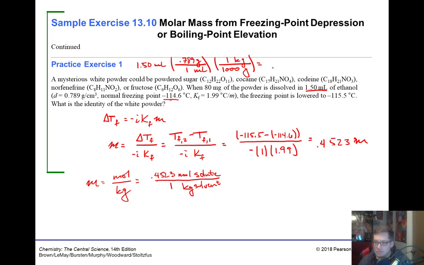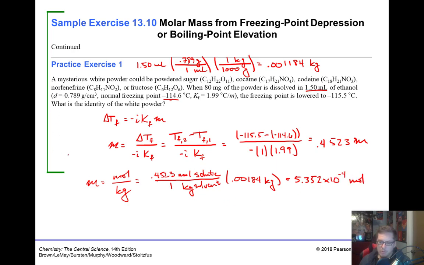And we get 0.00118, 4. So that is our kilograms. We'll multiply 0.00184 kilograms times 0.452, and I got 5.352 times 10 to the minus fourth. And so this is our moles of solute.